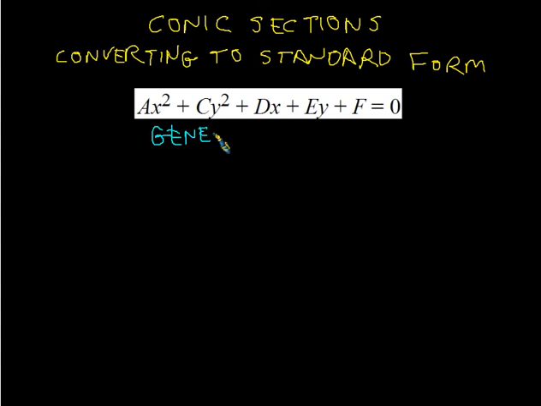The problem with the general form is that it's very difficult to graph a conic section. So there are some standard forms, which I believe you've seen before. And if not, you can go look. The formulas are out there. We're going to go ahead and see what the formulas look like. We're going to convert one of these into the standard form, and then you'll see the formula.